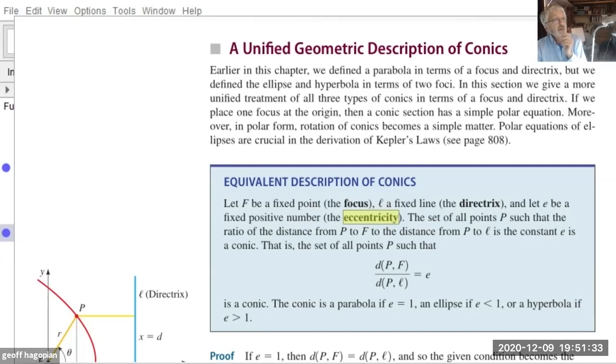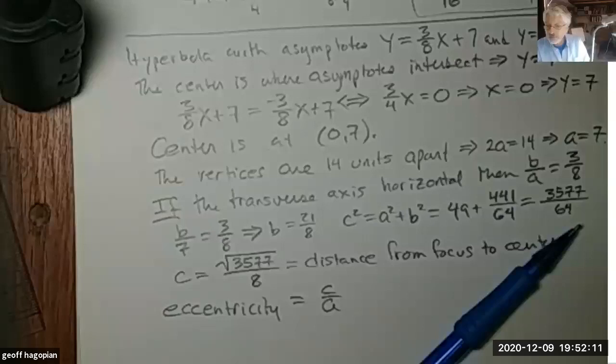Okay, so if we go back to our search of the web, let's say we want to find the eccentricity of a hyperbola. Yeah, it's C over A. Okay, so we can be confident. I've got confirmation. So what is C over A?